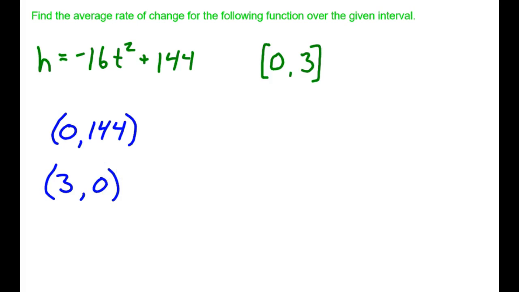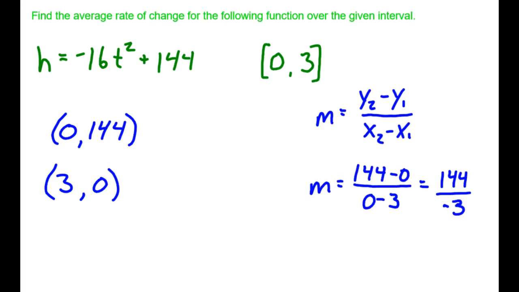If we're looking for the average rate of change, all we have to do now is find the slope between these two endpoints, y2 minus y1 over x2 minus x1. So plugging these values in, we would have 144 minus 0 over 0 minus 3, which will simplify to 144 divided by negative 3. Then if we take 144 divided by negative 3, you get negative 48. So that's the process of how to find the average rate of change for a function over a given interval.